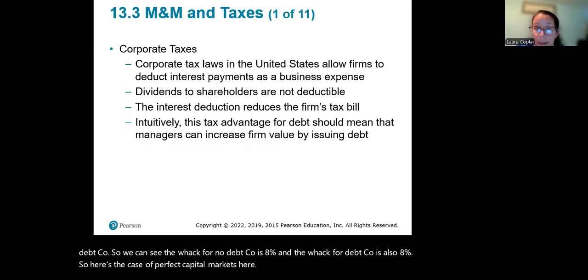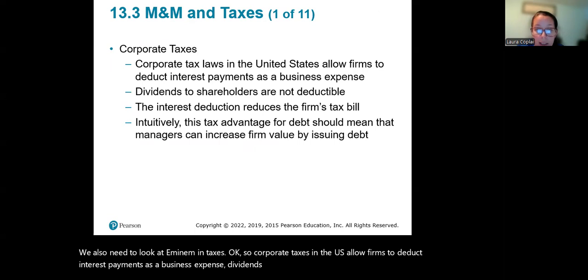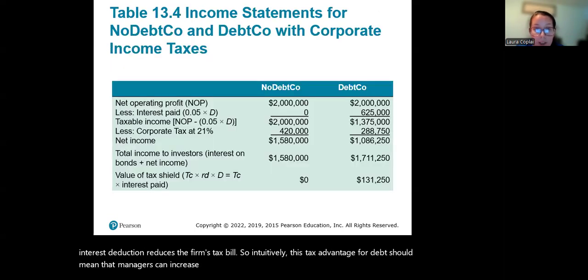We also need to look at M&M and taxes, okay? So corporate taxes in the U.S. allow firms to deduct interest payments as a business expense. Dividends to shareholders are not deductible, and the interest deduction reduces the firm's tax bill. So intuitively, this tax advantage for debt should mean that managers can increase firm value by issuing debt.